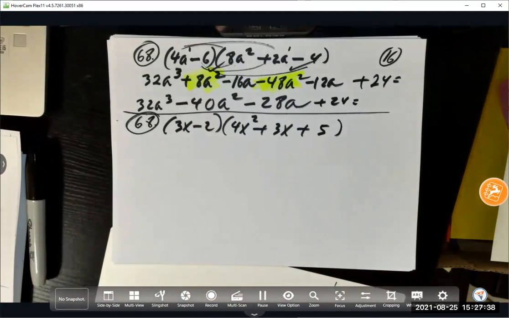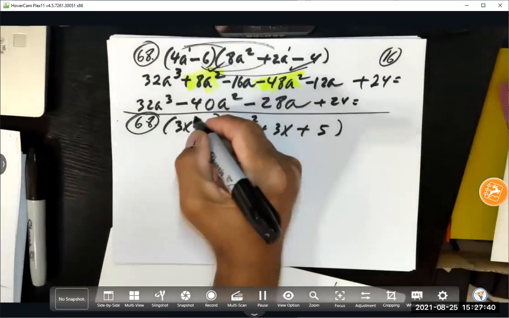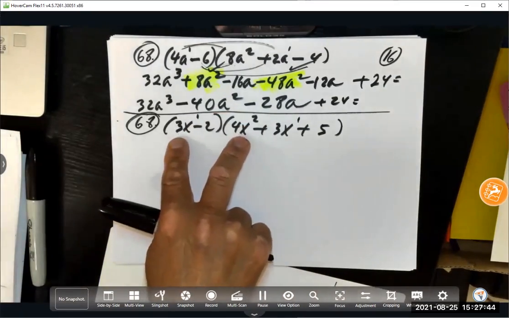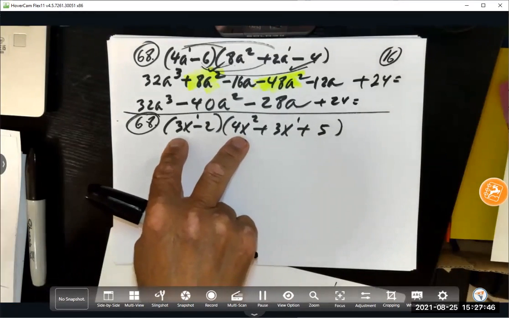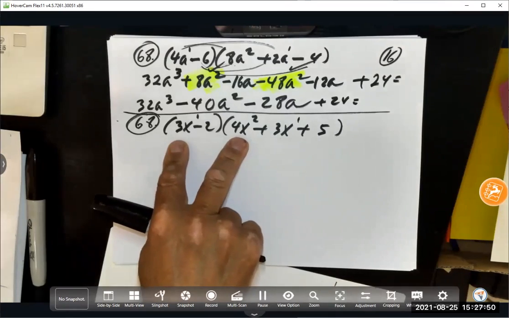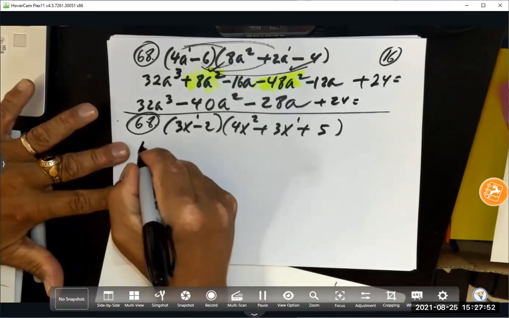So ready? So 3x, and this is the 1 power. Let me put little ones here. Okay, ready? So 3x to the 1 and 4x to the 2. What do you think that's going to be? 12x to the third. That's right, 12x to the third.